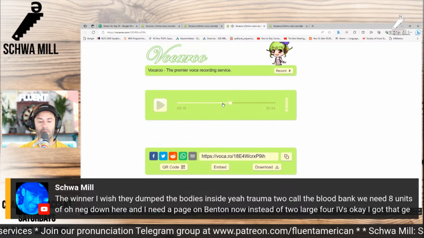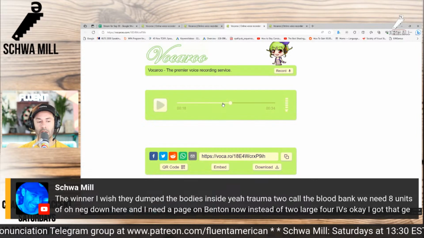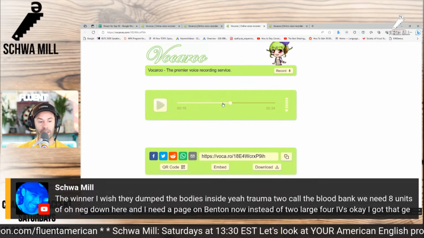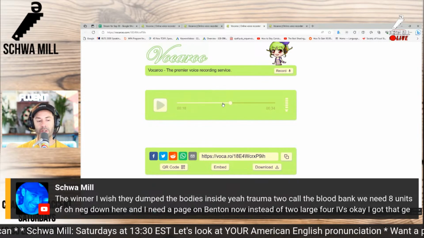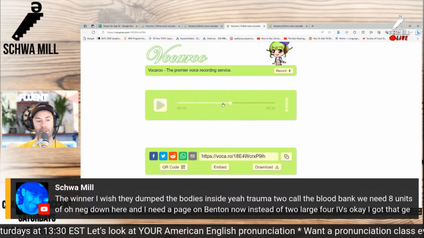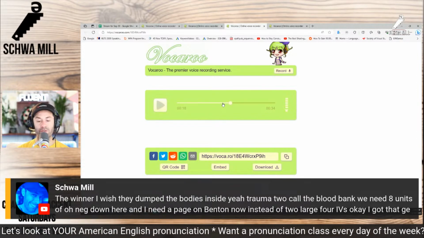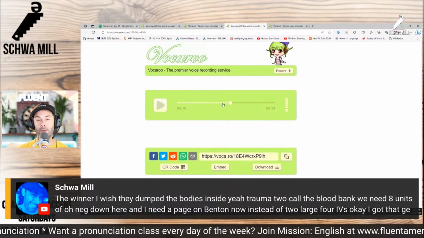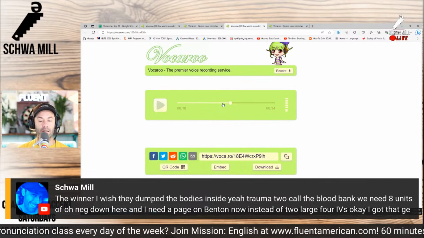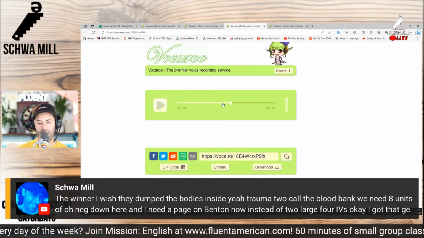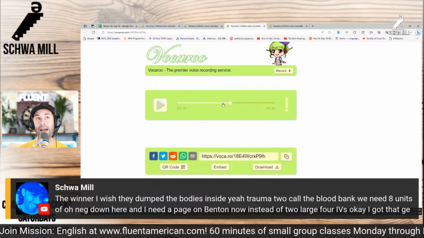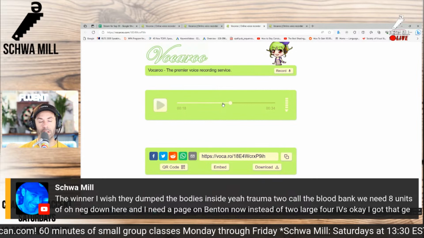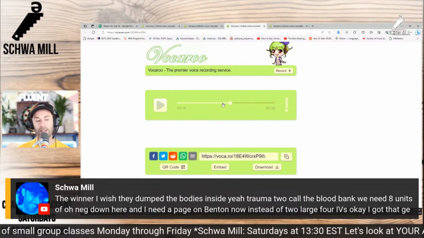Very flat. The 2 large 4 IVs, okay, I got that. Maybe breaking into 2 thought groups there. "2 large" thought group, "4 IVs" new thought group, maybe going higher. "2 large 4 IVs." Next thought group, "okay." And then maybe raise the pitch on your last thought group. "I got that." I went higher in pitch, or you can say "okay, I got that" lower in pitch. We just need more contrast because right now the thought groups are really blending together.